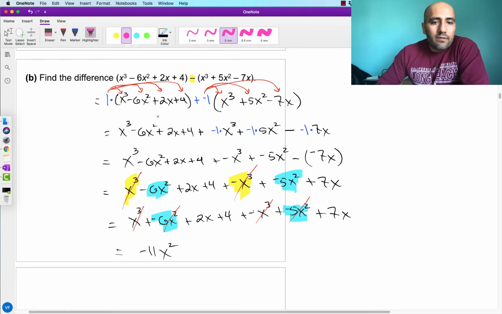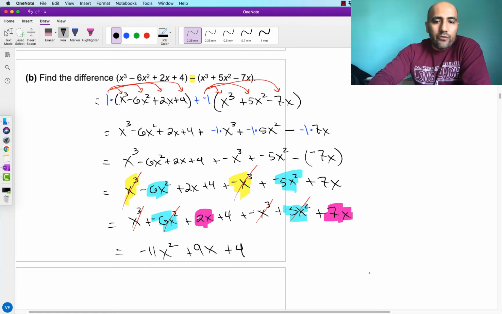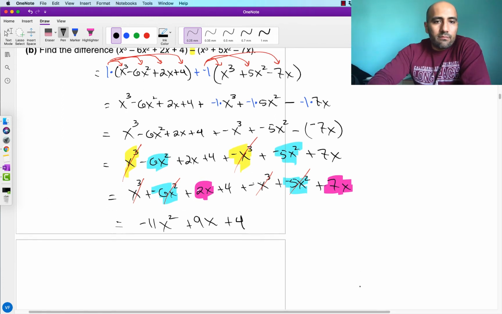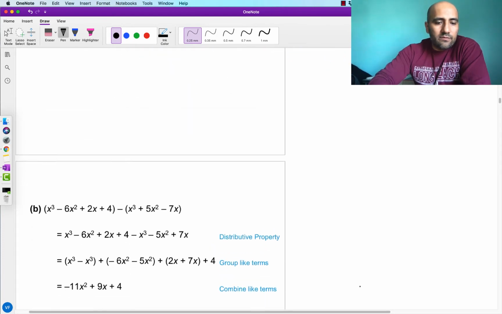Next, we have this as a like term with that one. So we have 2x and we have plus 7x. Together, we're going to have plus 9x. And finally, the only one left over is this 4. So plus 4, and that's as good as it gets. Right? No way to simplify that any further. All right, moving on. Let's see what the author did. 9x plus 4. Yep, same thing.